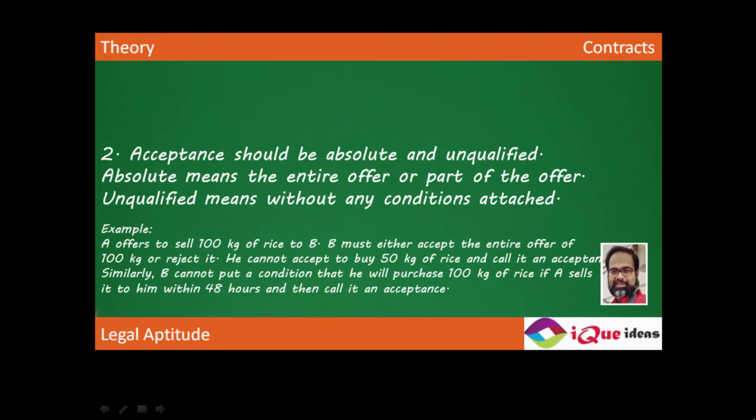The second condition is that the acceptance should be absolute and unqualified. Absolute means the entire offer, and unqualified means without any conditions attached. For example, if A offers to sell 100 kg of rice to B, then B must either accept the entire offer of 100 kgs or reject it. He cannot accept to buy 50 kg of rice and call it an acceptance. Similarly, B cannot put a condition that he will purchase 100 kg of rice if A sells it to him within 48 hours. This cannot be deemed as an acceptance. The acceptance cannot modify the offer in any way or attach any conditions to it.